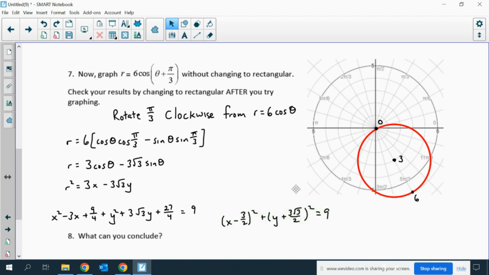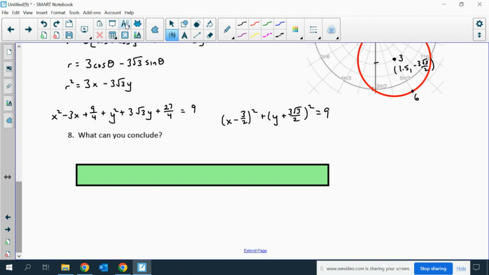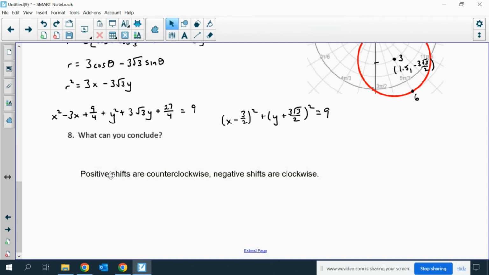And so I end up with this graph, which is exactly what we graphed at 3 halves, 1.5. And then down here, it would be negative 3 root 3 over 2. So 1.5, negative 3 root 3 halves. So notice that I do get that exact same thing. What can I conclude? Positive shifts are counterclockwise and negative shifts are clockwise.